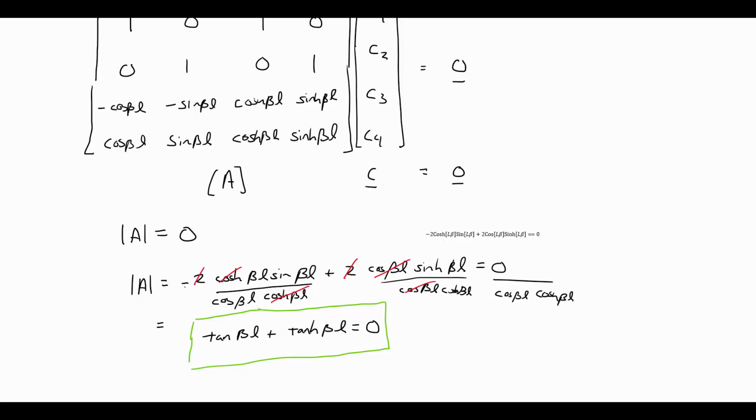MATLAB would be able to do it in the original way it came out, but the simpler we can give it to MATLAB, the better chance it has, and the faster it's going to be able to find all of those solutions for beta. And before looking at the MATLAB, I'll point out I forgot to bring down that negative sign, so it's negative tangent beta L plus tanh beta L. That's going to be the function we're trying to find the roots of.